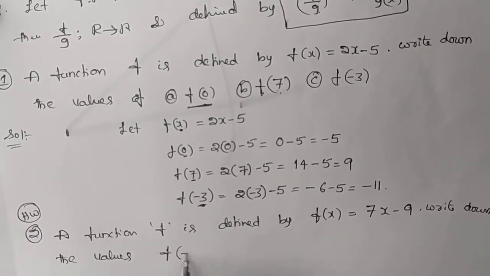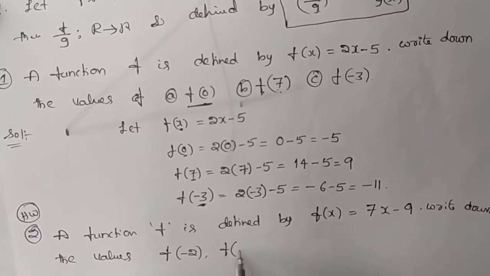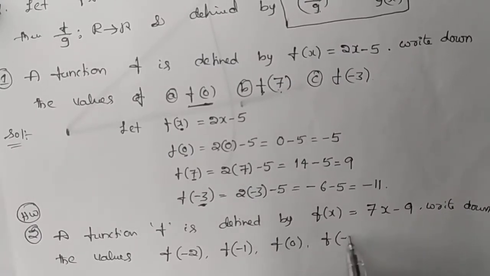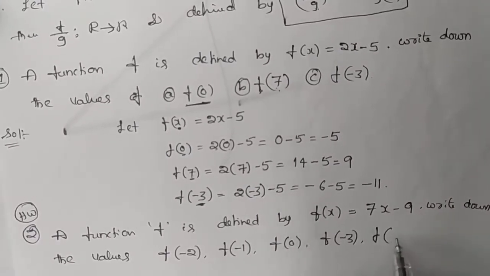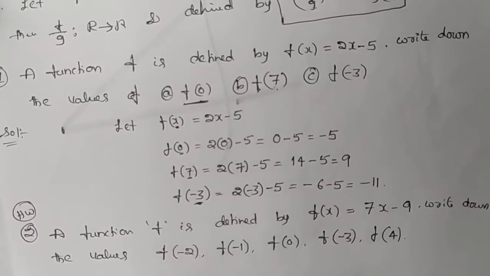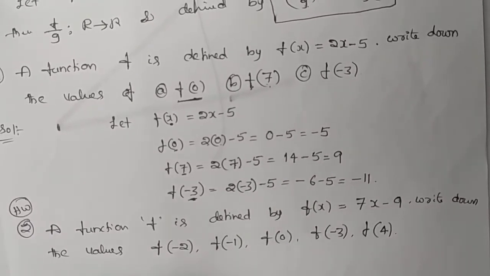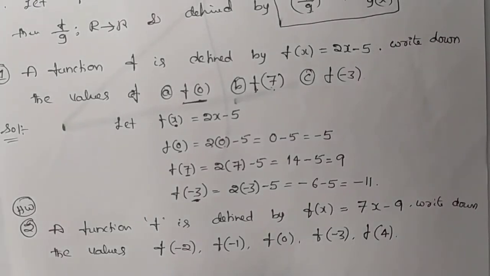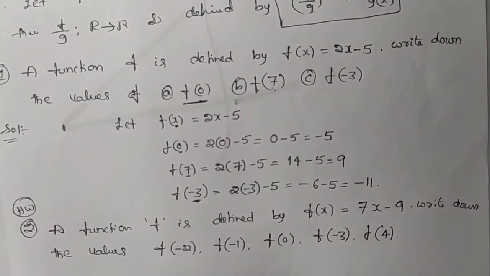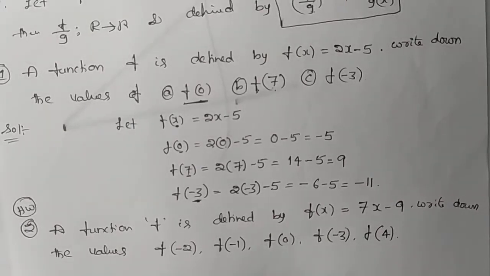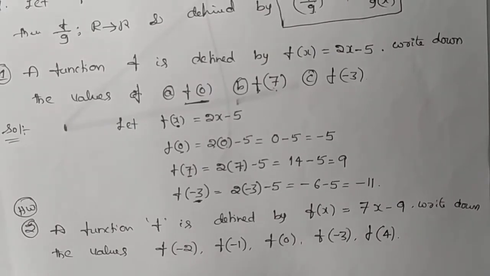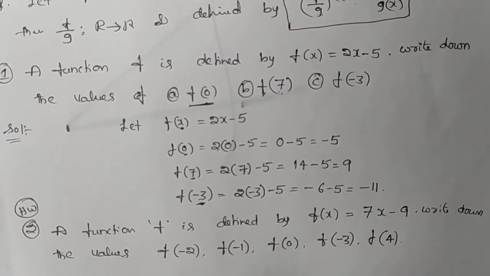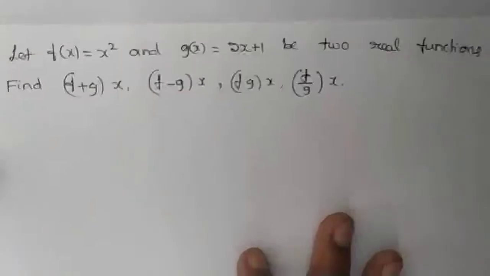f of minus 2, f of minus 1, f of 0, f of minus 3, f of 4. It is the homework question for you. These are the types of questions, finding the values of f of 0, f of 7, f of minus 3, like that. Next we will move on to the next question. Write down the next question. It is the third question.